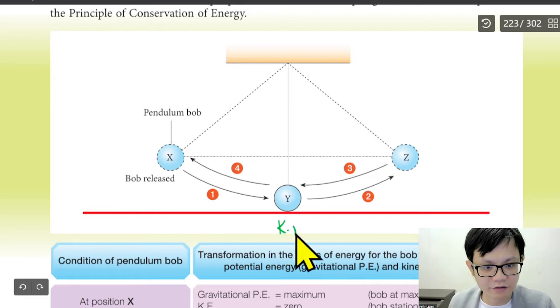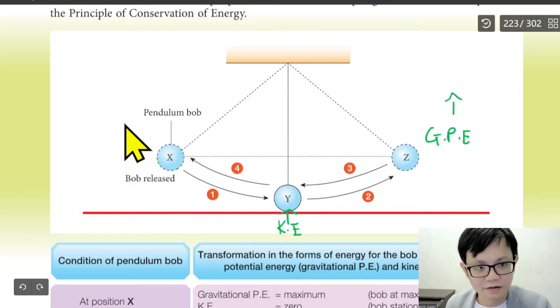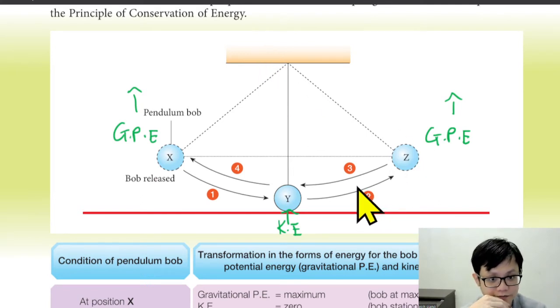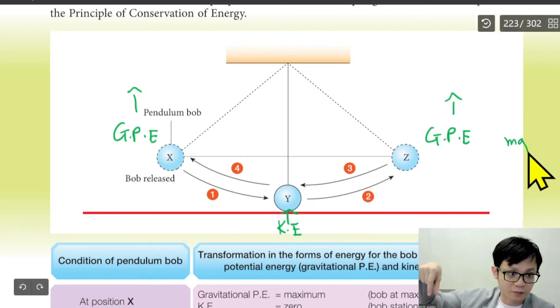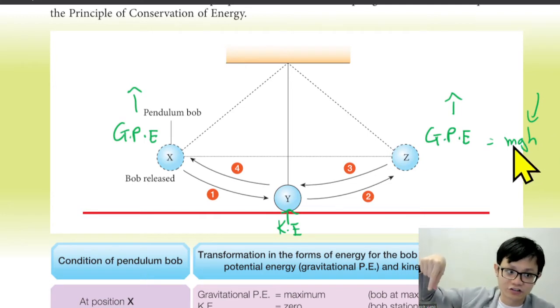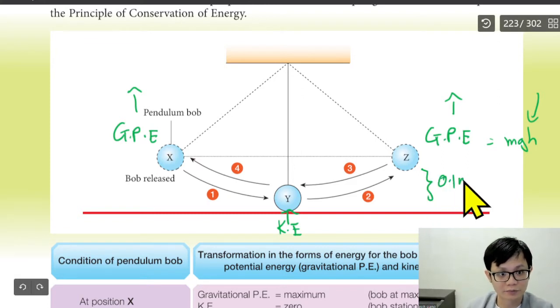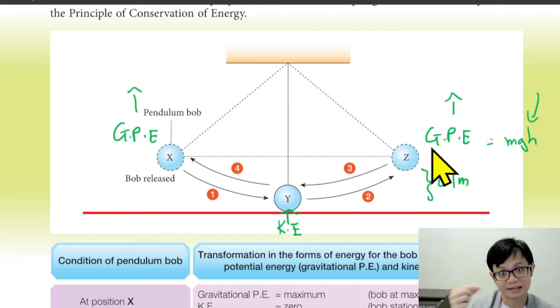Kinetic energy here will be the highest. Potential energy here will be the highest. Well, gravitational potential energy here will be the highest. Make sense or not? Because I carry the thing up, I use the formula MGH, and the H is the highest. The gravity cannot change, the M cannot change. So I bring it to the highest, for example here is 0.1 meter.